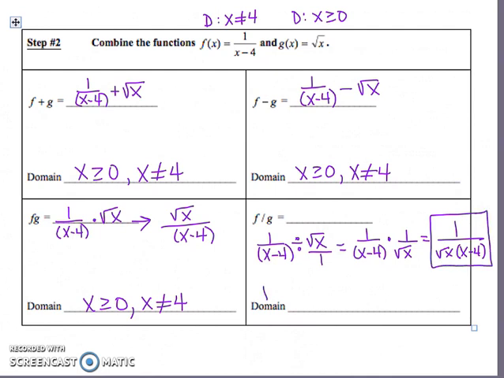So this changes our domain a little bit here. So I'm going to put a star here. X can no longer be 0, because now if you look in the denominator, we have that square root of x in the denominator. So we can't say x must be greater than or equal to 0 and x cannot equal 4. Now we have to say x must be greater than 0 and x cannot equal 4. So notice we had to change that inequality symbol. We can no longer allow x to equal 0 because when we did division, that square root of x ended up downstairs.